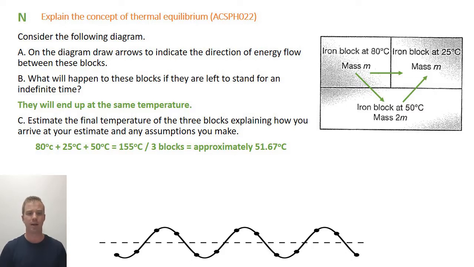Now B, what would happen if they were to stand alone with infinite time? Then they will be at the same temperature. Now what is this temperature? Well, if you add those 3 temperatures up and consider the masses, then you're approximately going to get 51.67 degrees. So you need to take into consideration the temperatures and the masses, and how many blocks there are. That's basically it. So this is the concept of thermal equilibrium.